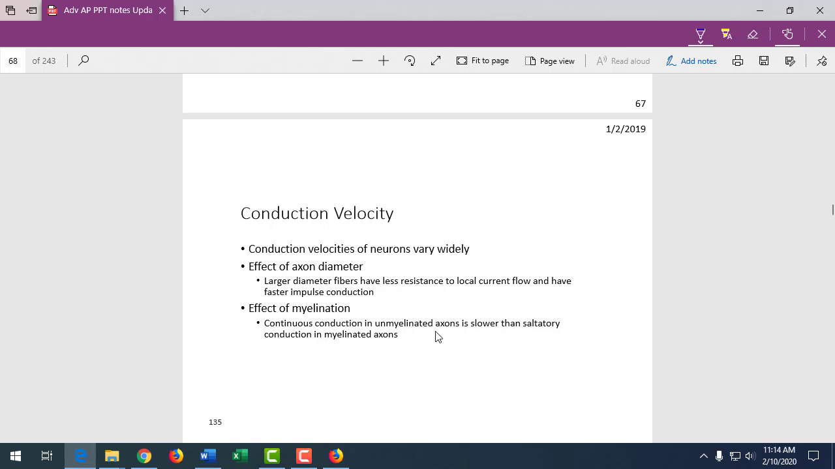Myelination is another one. So myelinated axons are fast. So they're insulated axons, and the impulse travels from node to node to node. Remember those little bare spots on the axon you learned about in general A&P?